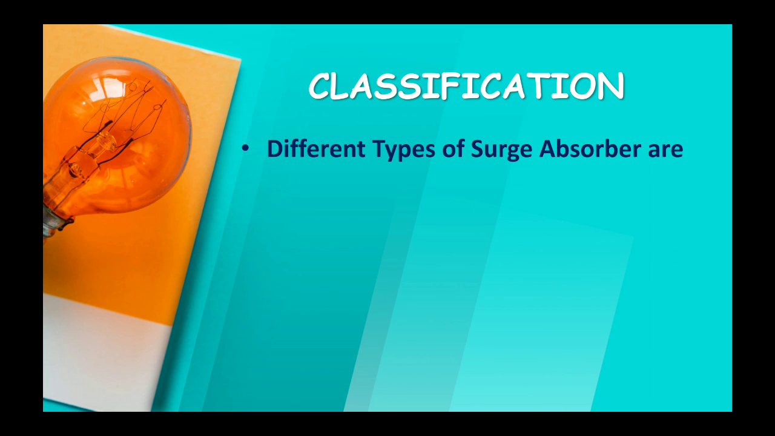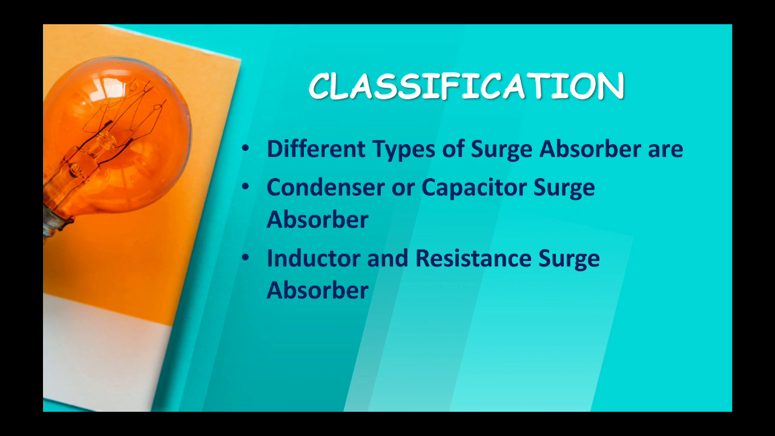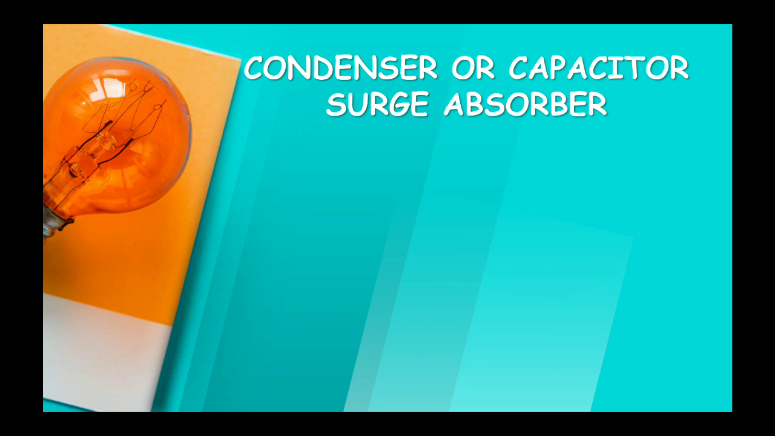Now the classification. There are different types of surge absorber. Number one is the condenser or capacitor surge absorber. Number two, inductor and resistance surge absorber. And the last one is the Ferranti surge absorber. So the first one is the condenser or capacitor surge absorber.